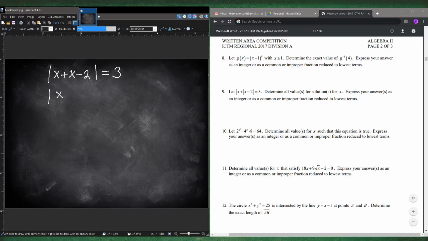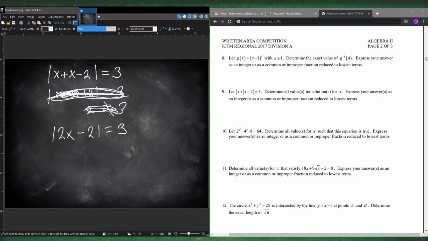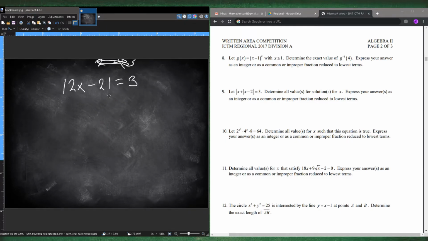So x plus (x minus 2) times negative 1 is equal to... negative 1 times x is negative x, and negative 1 times negative 2 is plus 2. Okay, and that is equal to 3. Right? So x minus x, that's already 0, so that cancels out. So 2 is equal to 3, which is not true. So this entire equation is out. Okay? So we know if we simplify this, we have the absolute value of 2x minus 2 is equal to 3. Okay? So we know that is true.